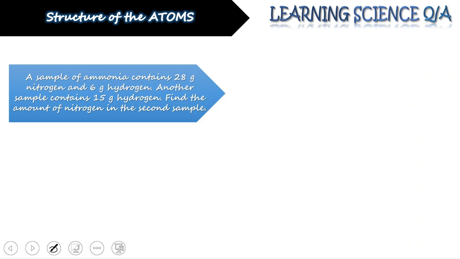Next question says a sample of ammonia contains 28 gram of nitrogen and 6 gram of hydrogen. Another sample contains 15 gram of hydrogen. Now find the amount of nitrogen in the second sample.